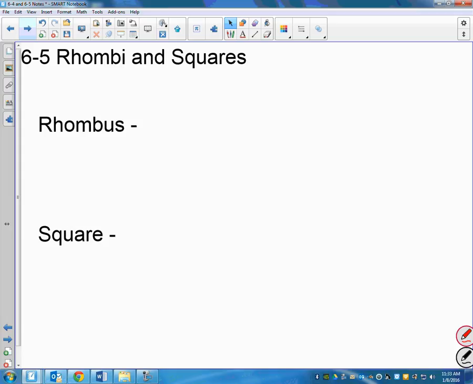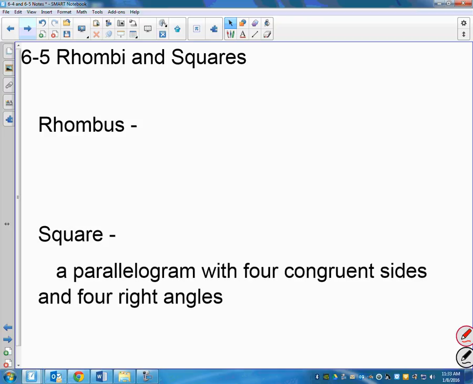Square. I know you got a square. What's a square? How would you define a square to someone in first grade? All four sides are equal and four right angles, right? And going with Eric's definition before, parallelogram, right? You wouldn't say that to a first grader, but for us, we can say it's a parallelogram with the conditions of four congruent sides and four right angles.